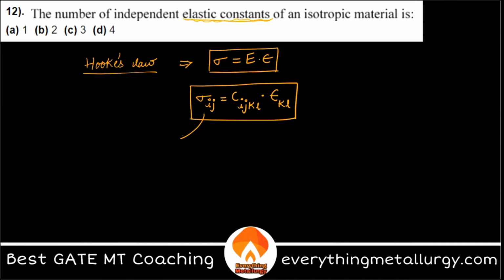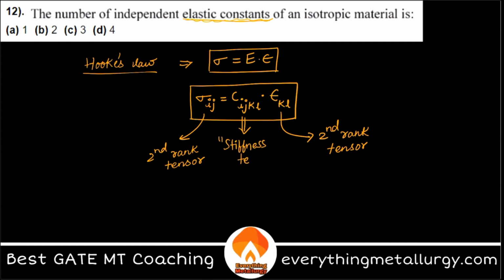We call this sigma ij a second rank stress tensor, and the same with the strain tensor, which is called the second rank strain tensor. Now this guy over here is called my stiffness tensor. We call the magnitude of this the Young's modulus. How many indices does the stiffness tensor have? We have 4 indices, so this is a fourth rank or fourth order tensor.